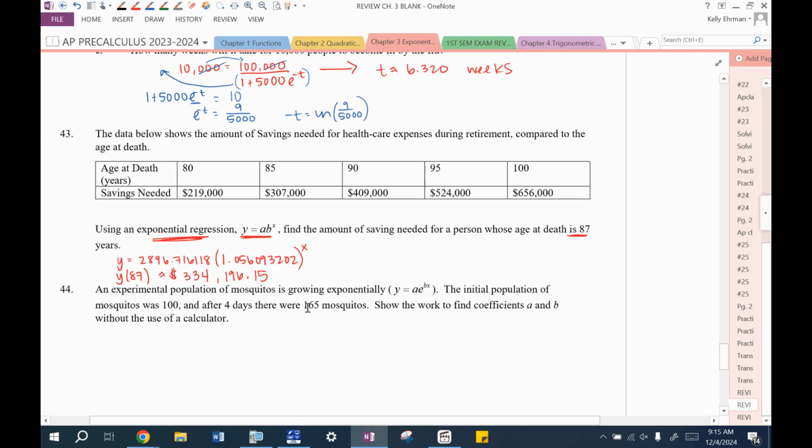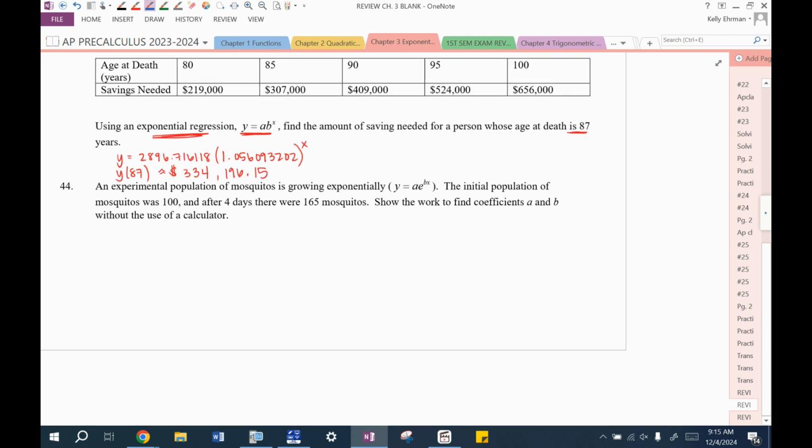All right, last problem. This is a no calculator one, and I wanted to change this. After seeing our AP test from last year and the practice test, they use this exponential model instead of the a times e to the bx. So let's do it like this. An experimental population of mosquitoes is growing exponentially. The initial population of mosquitoes was 100, so (0, 100). When time was 0, population was 100. After 4 days, there were 165 mosquitoes. We did this with flies in our notes packet, so if you're not sure, you can look back at that. Show the work to find the coefficients A and B without the use of a calculator.